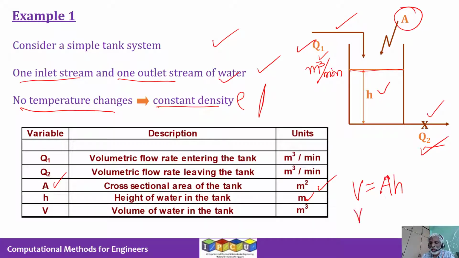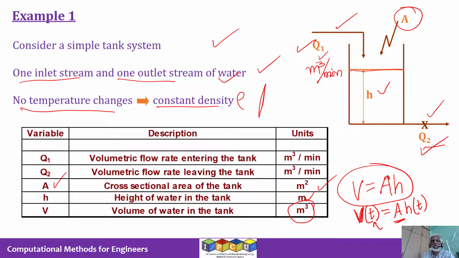To be more explicit, we can write the volume of water in the tank at any time t. This is not V multiplied by t; this is V, the volume at time t, and it is equal to A times the height at time t. The area is constant and does not change with time, so A does not involve t. So the volume at any time t is the cross-sectional area A multiplied by the height of liquid in the tank at time t, and the units of volume are meter cube.